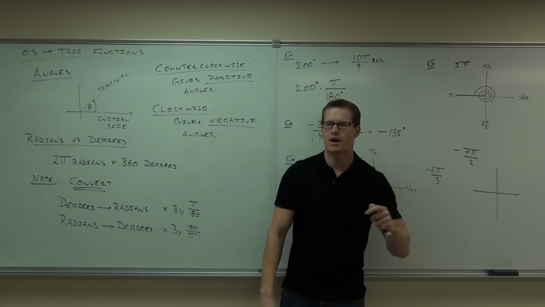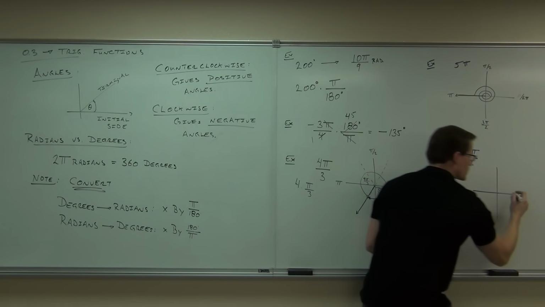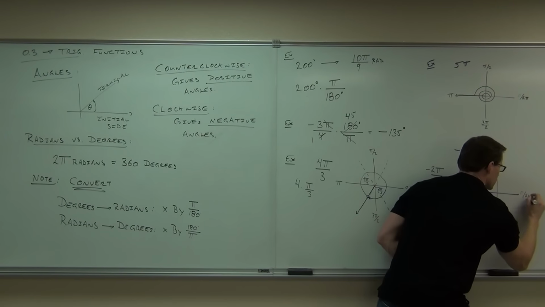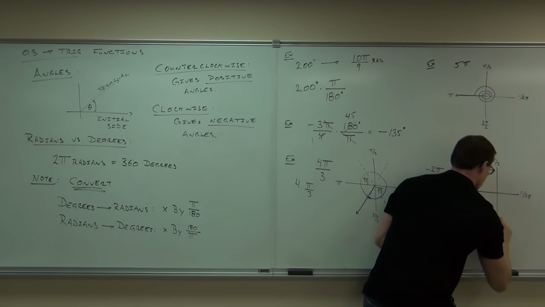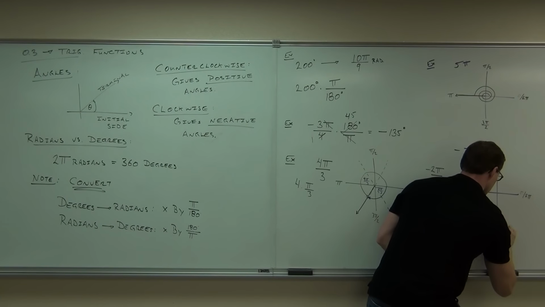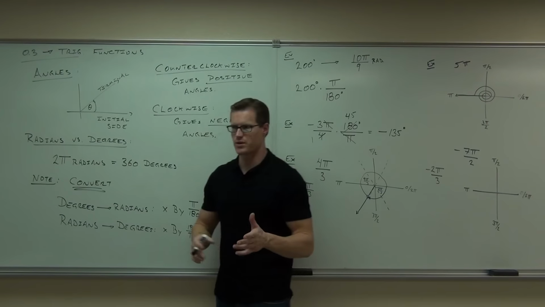Do the negative 7 pi over 2 on your own. Of course, you know this is 0 and 2 pi. It's already broken up into pi over 2's for you. That's kind of nice.